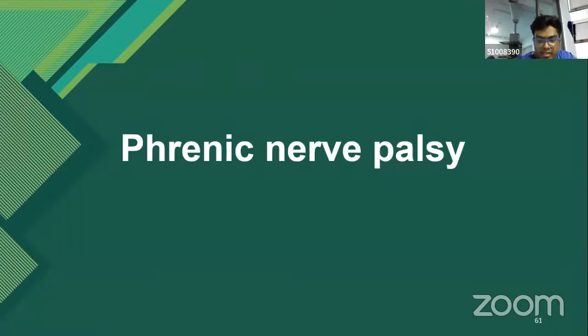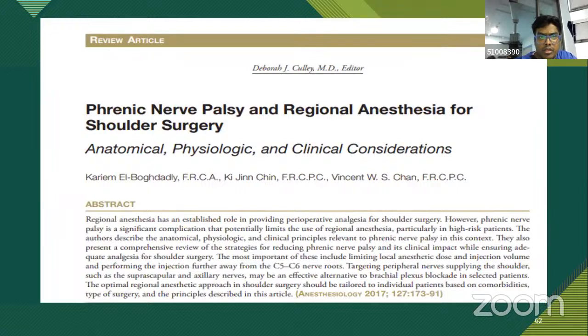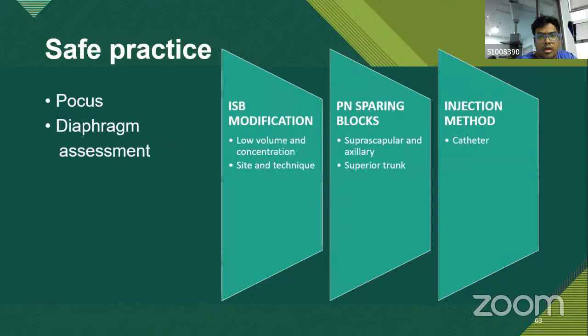Now, coming to phrenic nerve palsy, this is a very good review article by Vincent Chan and Jin Chin about phrenic nerve palsy. So how to have a safe practice in phrenic nerve palsy? The routine volume that you use for an interscalene block for a shoulder surgery to target C5, C6 is going to produce almost more than 90 to 99% phrenic nerve palsy. So how will you modify to have a safe practice? One is low volume and concentration, and the site where you inject the local anesthetic and the technique that you use.